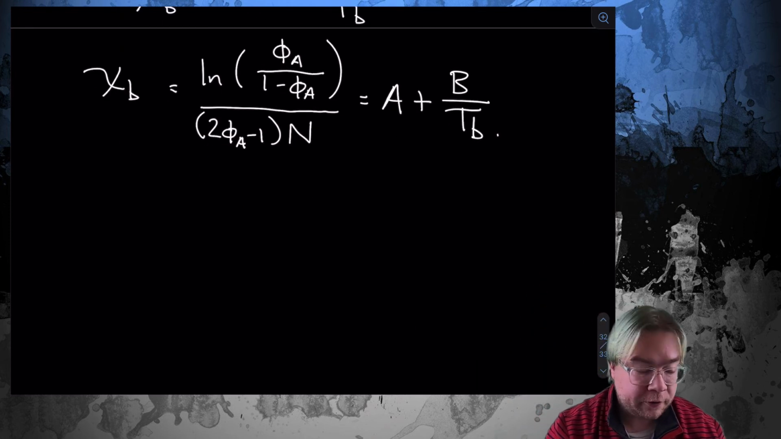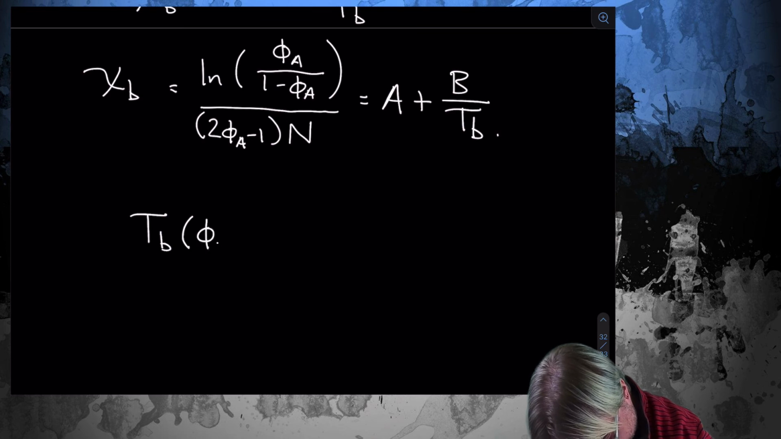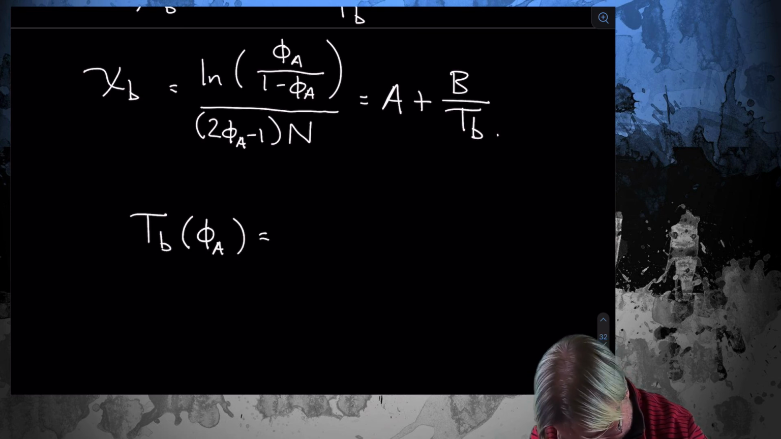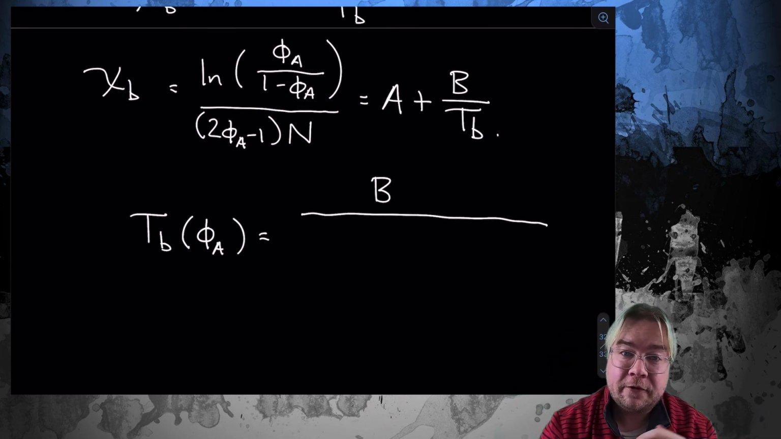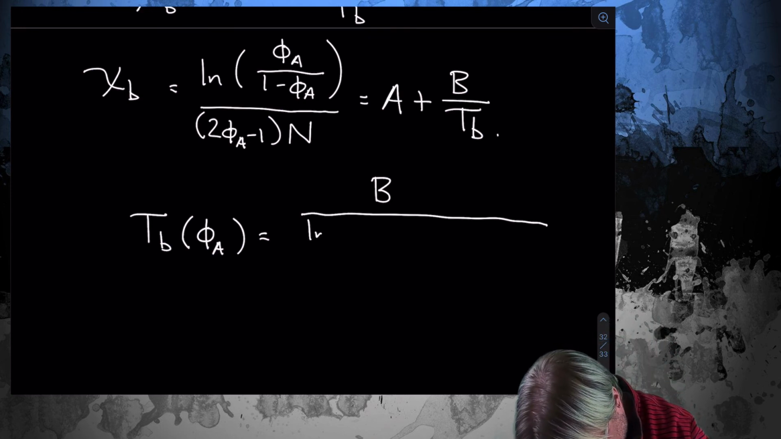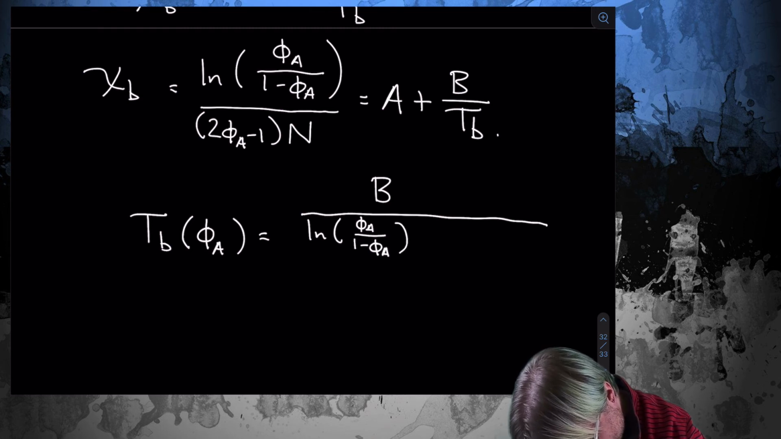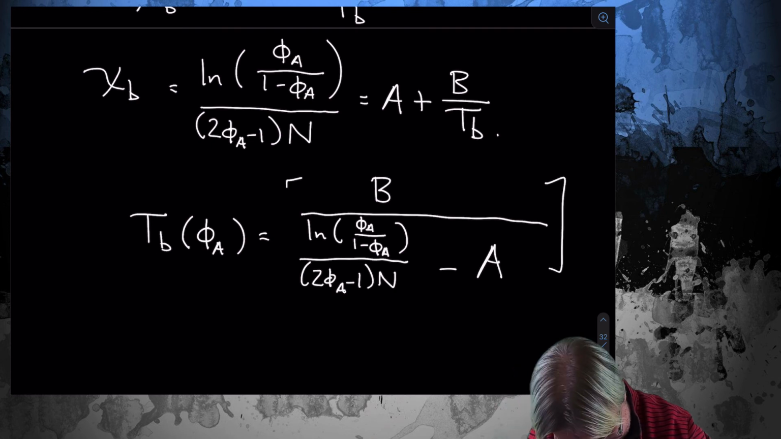So I could solve for the binodal temperature from this, and the result that I obtain is that that binodal temperature, I guess as a function of phi A, would be equal to B, whatever I know that to be from knowing my Flory-Huggins parameter, divided by the natural log of phi A divided by 1 minus phi A, divided by 2 phi A minus 1 times n, minus A.